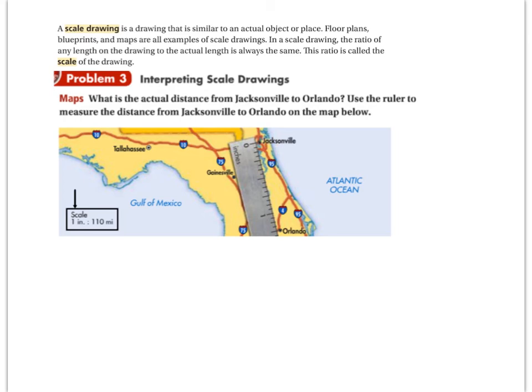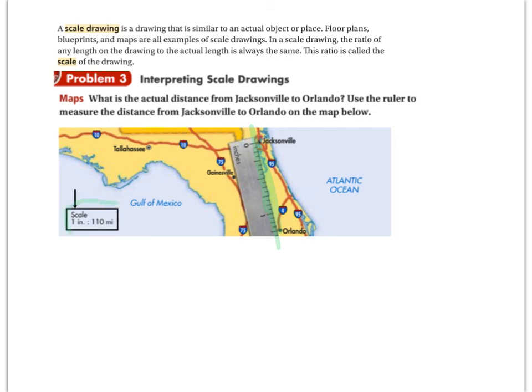All right, guys, on problem 3, we're taking a look at a scale drawing. The problem reads, what is the actual distance from Jacksonville to Orlando? So you can see on the map, here's Jacksonville all the way down to Orlando. Use the ruler measure to measure the distance from Jacksonville to Orlando on the map.